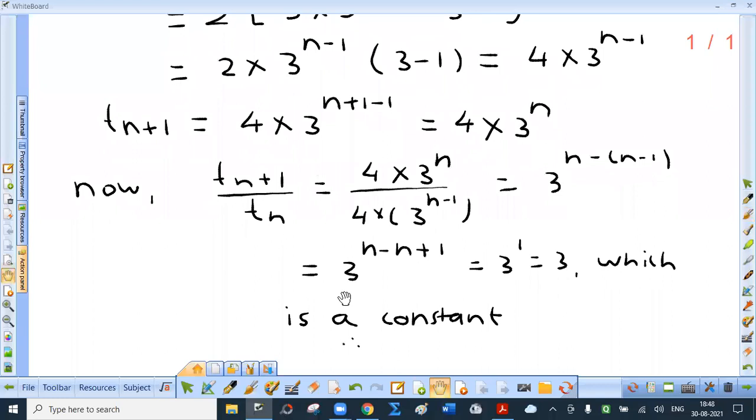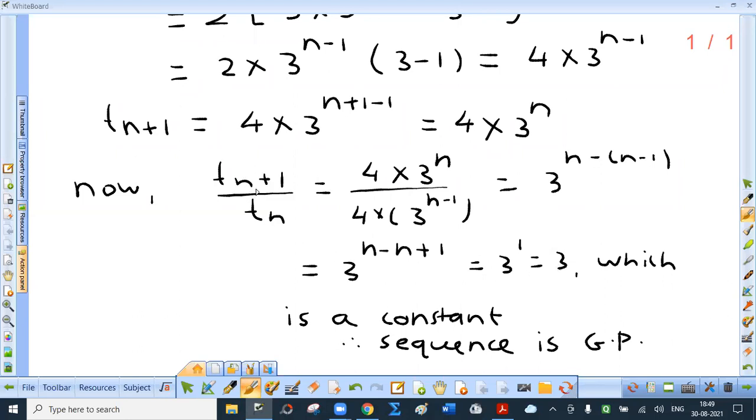Therefore, the sequence is a GP. Now many students ask me, sir, will the ratio always be a constant? Not necessarily. Suppose the ratio comes out to be 3n. Let me explain. Somehow 3n. Then when n changes, for n equal to 1 the ratio is 3, for n equal to 2 the ratio is 6. So the ratio of two consecutive terms is not constant. But in this case, it is.